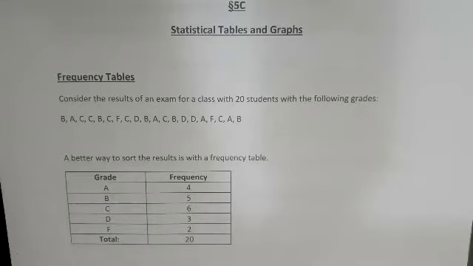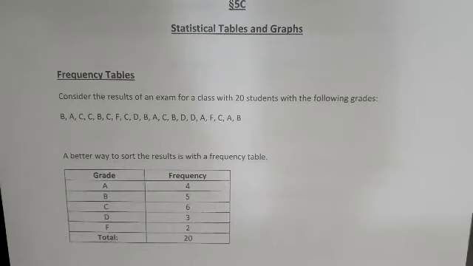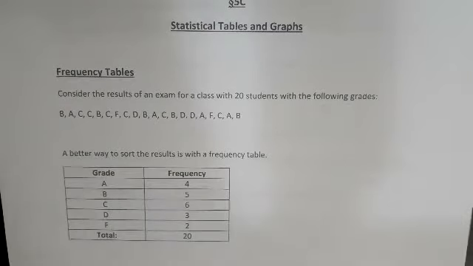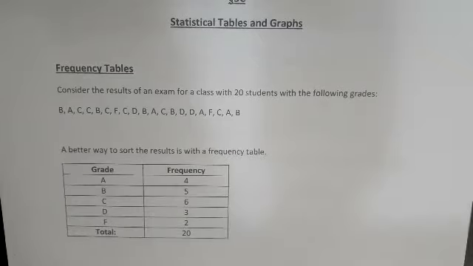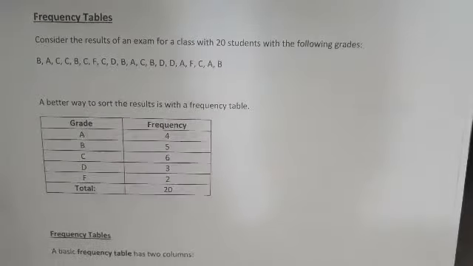Welcome back, Contemporary Math. We are in Chapter 5C, Statistical Tables and Graphs. In this section, we're going to talk a little bit about frequency and do a little bit of frequency tables. We're going to talk about the different types of data there are. We are going to do some bar charts and pie graphs and some histograms and some time plots. Okay. So let's start out with frequency tables.